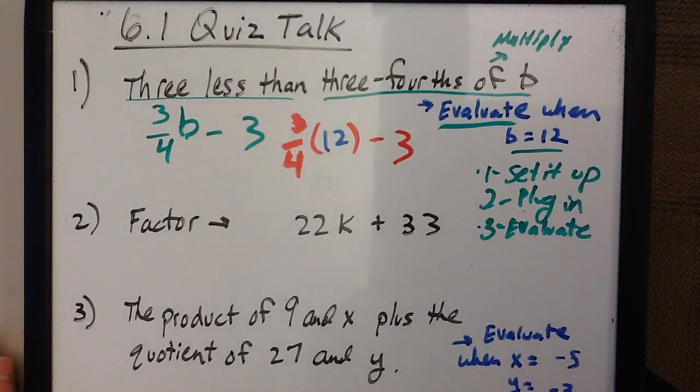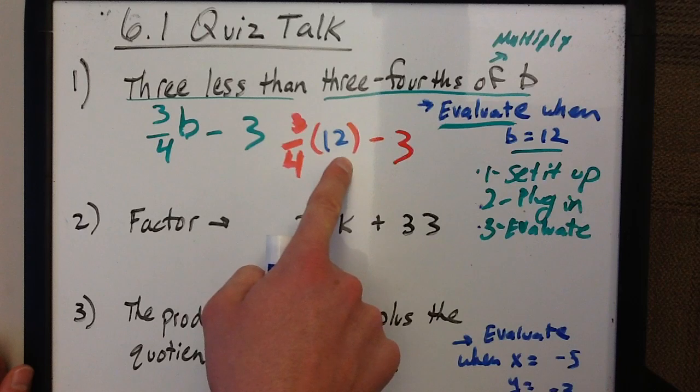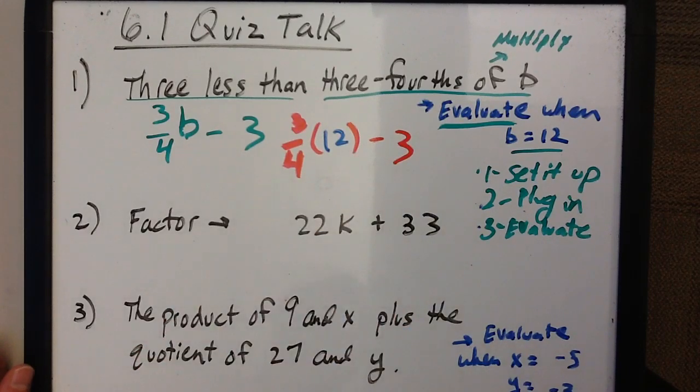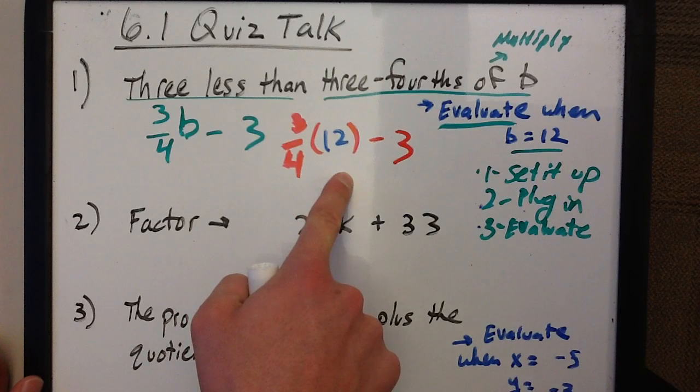I need to follow order of operations. Here I have 3/4 times 12, and then I have minus 3. So I have multiplication and I have subtraction. Which one should I do first according to the order of operations? Well, the order of operations tells me I must multiply before I can subtract. So I have to multiply 3/4 times 12.